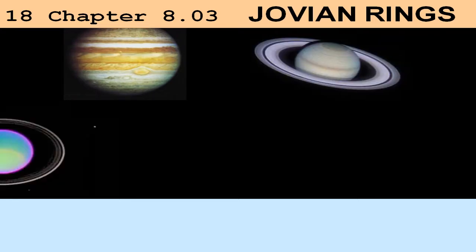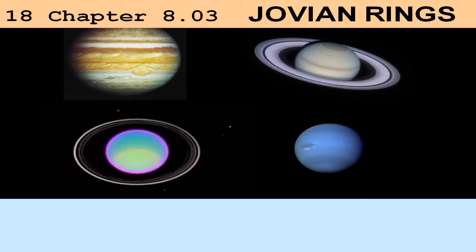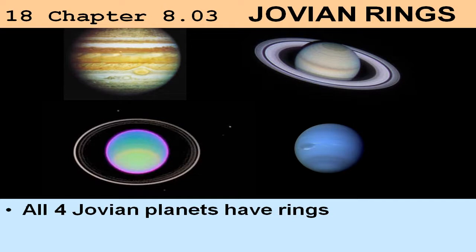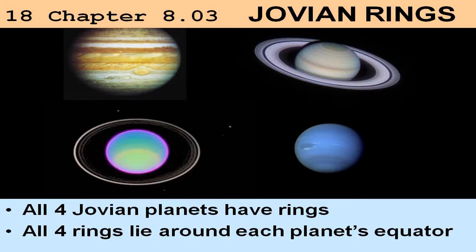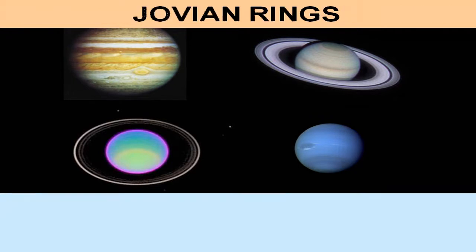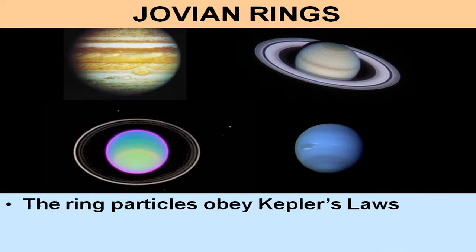If we look at Jupiter, Saturn, Uranus, and Neptune, we find that all four Jovian planets have rings. And all four rings lie around each planet's equator. So they all have this in common, as well as the ring particles obey Kepler's laws, which means that there's a relationship between the time period squared to the distance of the particles cubed from the planet. So they follow an elliptical orbit, and they obey Kepler's laws.